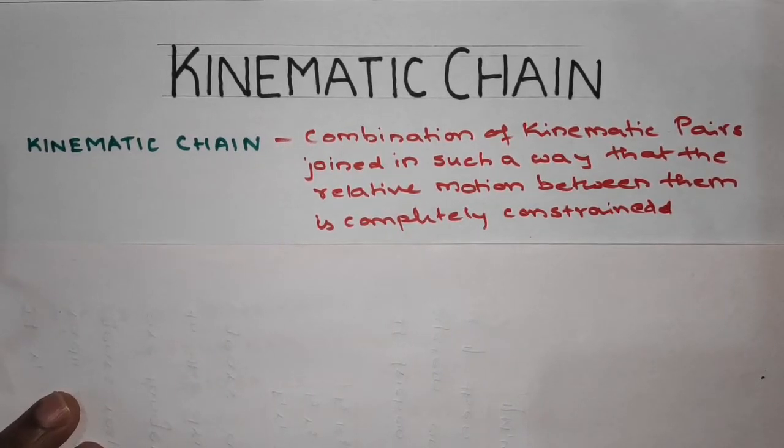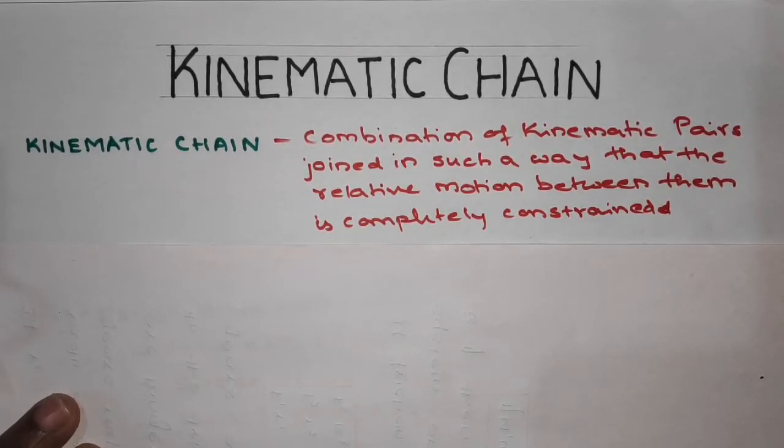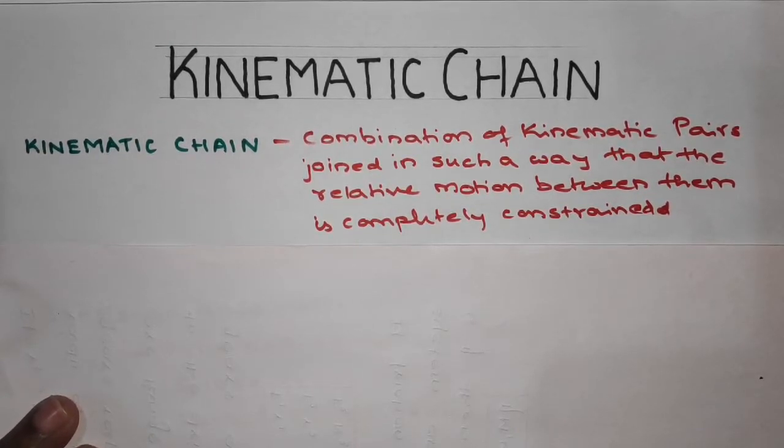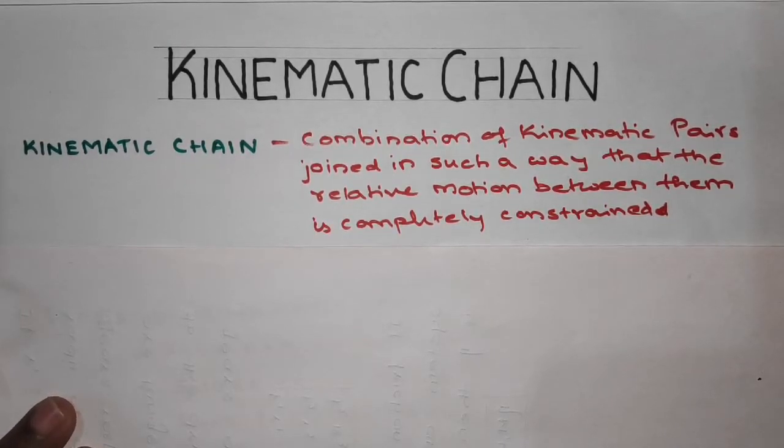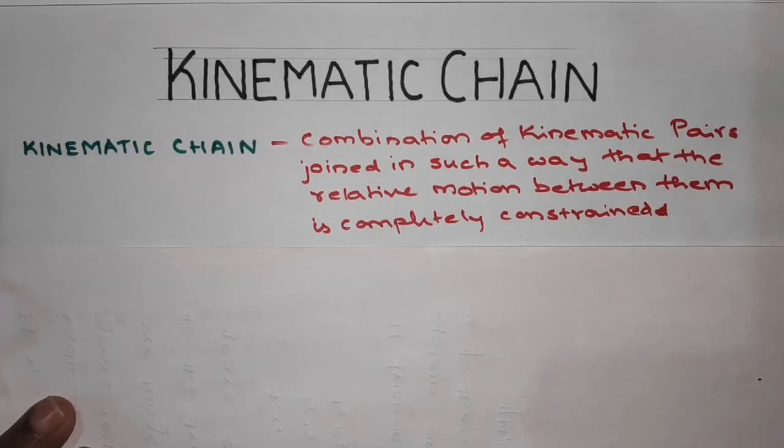For example, the crankshaft of an engine forms a kinematic pair with the bearing which is fixed. So this is the first pair. The connecting rod with the crank forms the second kinematic pair. The piston with the connecting rod forms the third kinematic pair, and the piston with the cylinder forms the fourth kinematic pair. So the total combination of these links is a kinematic chain such that there is no relative motion between these kinematic pairs.